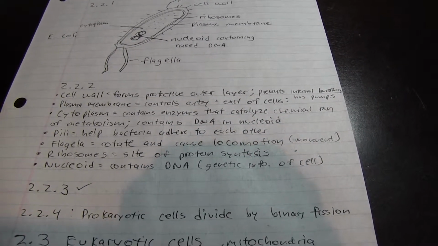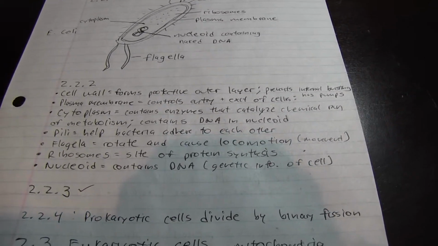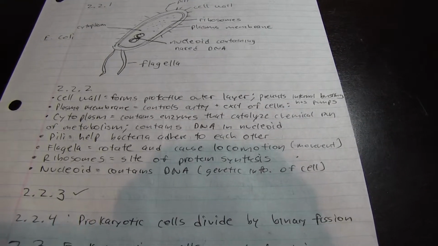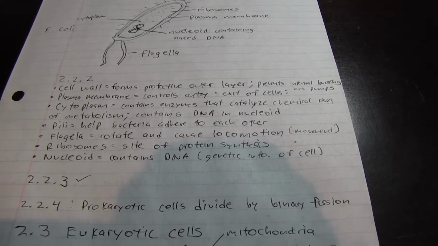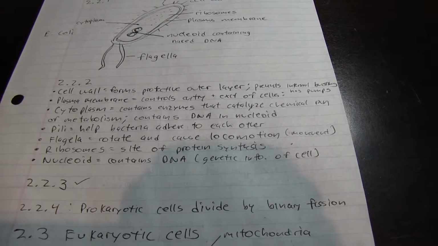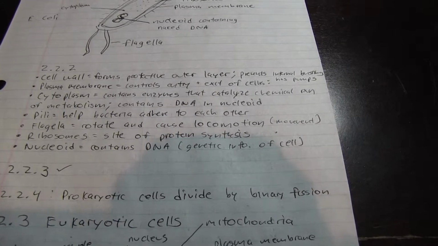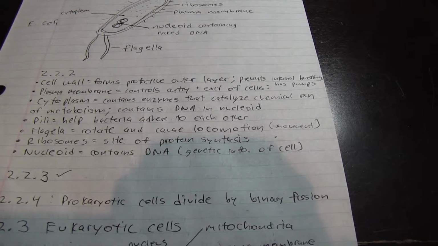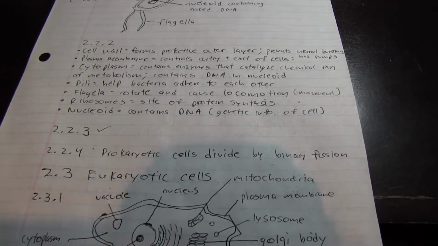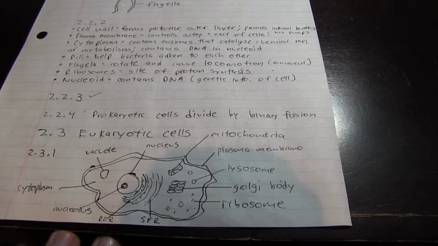In terms of 2.2.3, the electron micrographs, I never really bothered with those. Probably on the final there's just going to be one or two questions on it, so I don't get too worried about those. And then 2.2.4 is very simple: state that prokaryotic cells divide by binary fission. Binary fission is a method of asexual reproduction that involves the splitting of the parent organism into two separate organisms. But you don't need to know that. All you need to know is that it divides by binary fission.